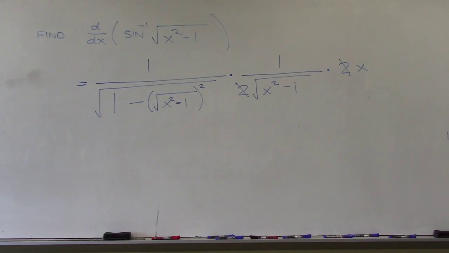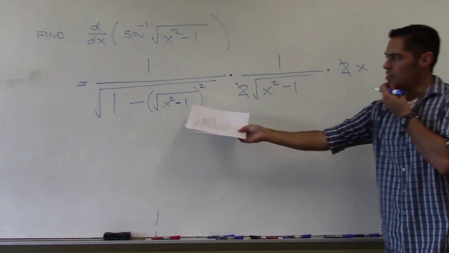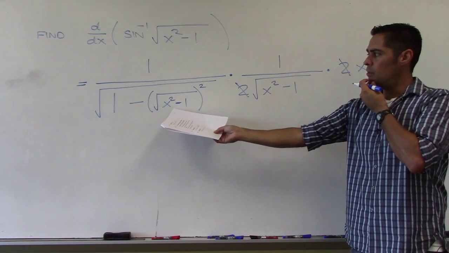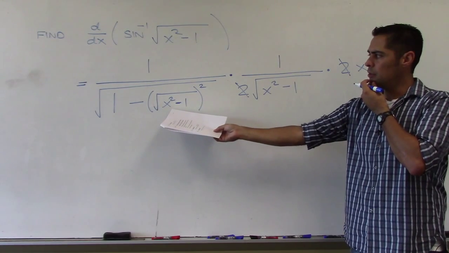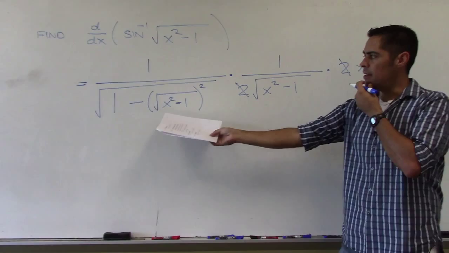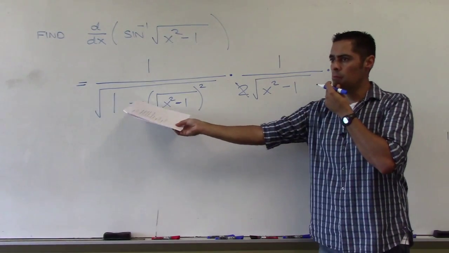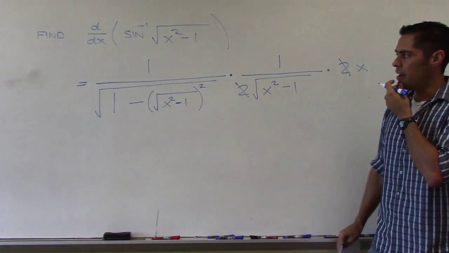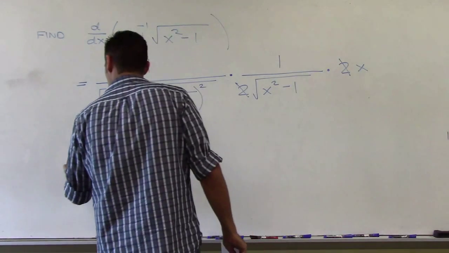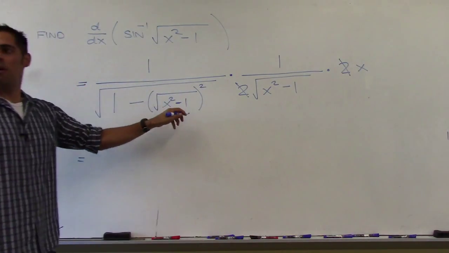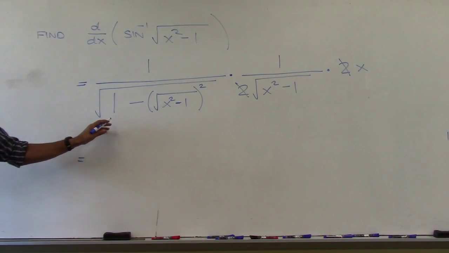Let me see if I can do any more cleaning up here. How about we square this square root? What would happen if I square that square root? It goes away, and then the negative distributes. So you get negative x squared, and then plus 1, and then you had a 1 out here. So plus 2.